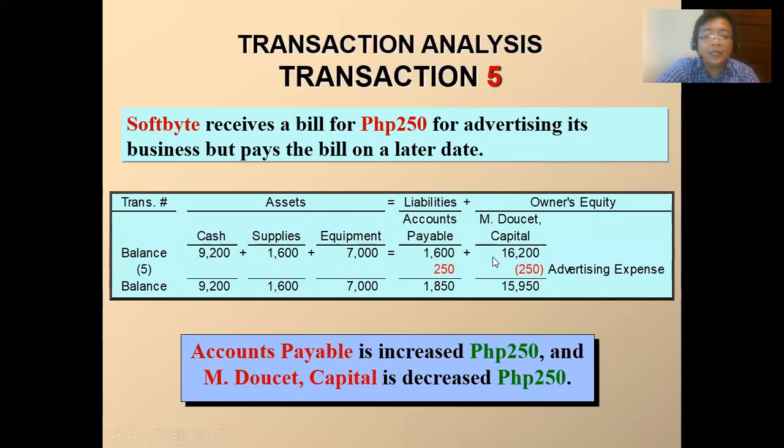Alright? So, parehas lang ba? I think parehas lang. 17,800 na if you add this. Yan. So, same pa rin yung total niya. Okay? Accounts payable is increased by 250 and capital is also decreased by 250. Alright.